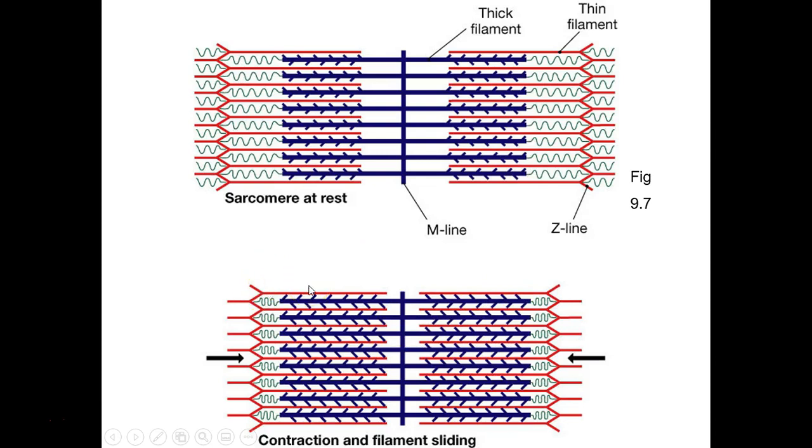True or false? Filaments, actin and myosin, get shorter during a muscle contraction. False. They just slide past each other. The sarcomere itself gets shorter.